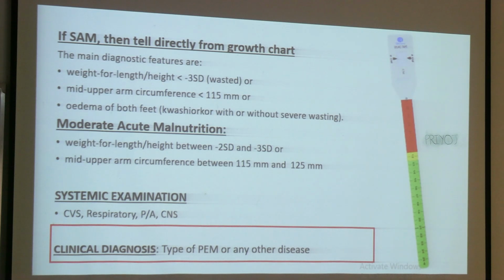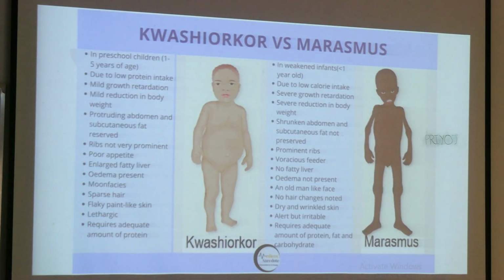Okay. If SAM, then tell directly from the growth chart. For moderate acute malnutrition, the Z-score must be between -2 to -3 standard deviation, and mid-upper arm circumference between 11.5 to 12.5 centimeter. And check whether any systemic examination finding is there or not.